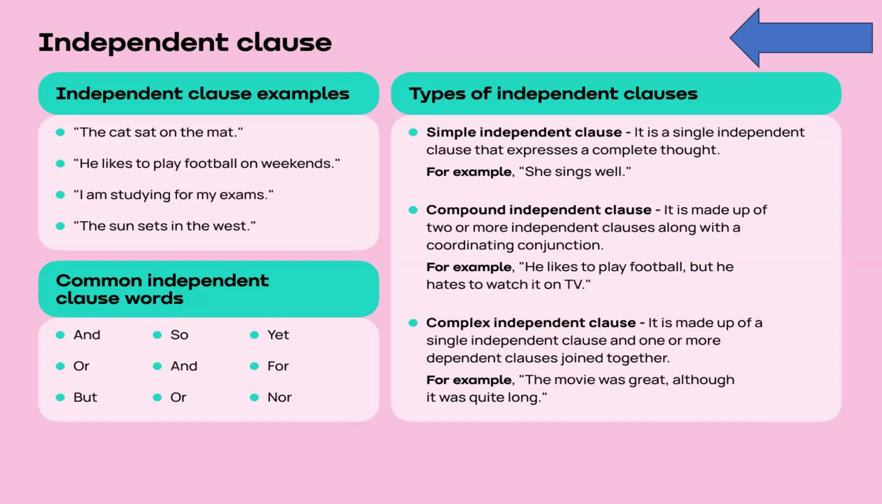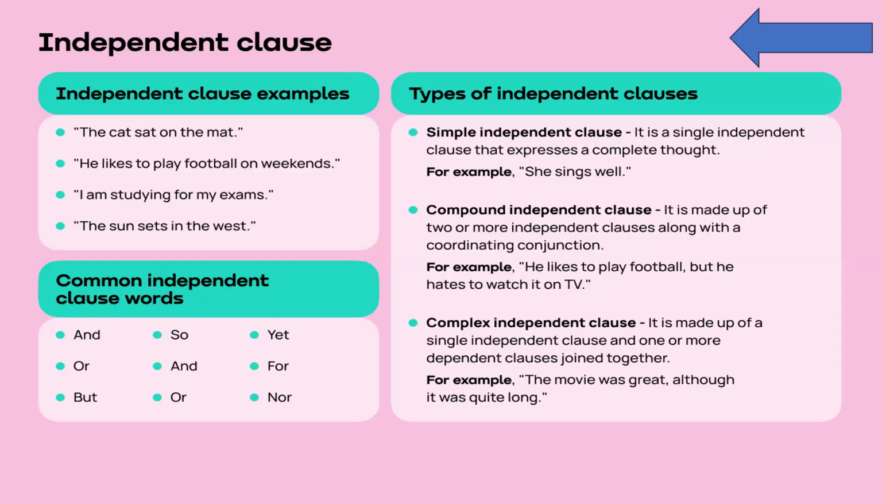For example, the movie was great, although it was quite long. So in this case, the movie was great, although it was quite long. The movie was great is the main clause, the principal clause, because although it was quite long is informing about the movie. So although it was quite long is a dependent clause, a subordinate clause. Although starts with a subordinating conjunction.